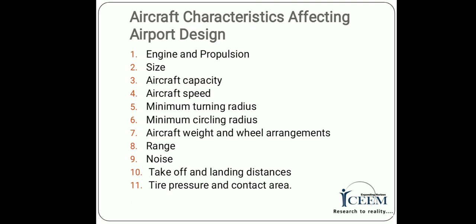Next characteristic is aircraft weight and wheel configuration. It governs the length and thickness of the runway and taxiway. It also governs the number of wheels to be provided depending on aircraft weight. The structural design of an airport is based on the total load of the aircraft. The weight of the aircraft may be classified into operating empty weight, payload, and fuel load.